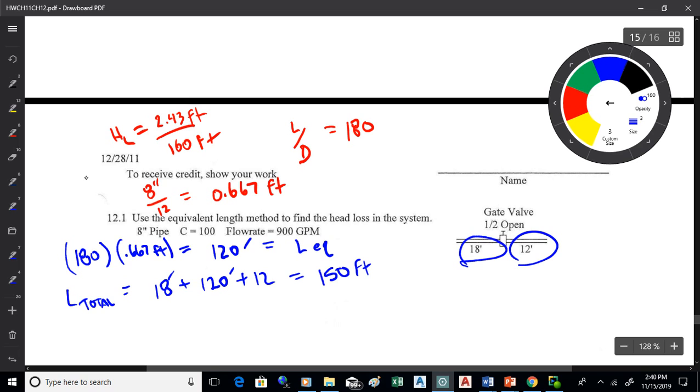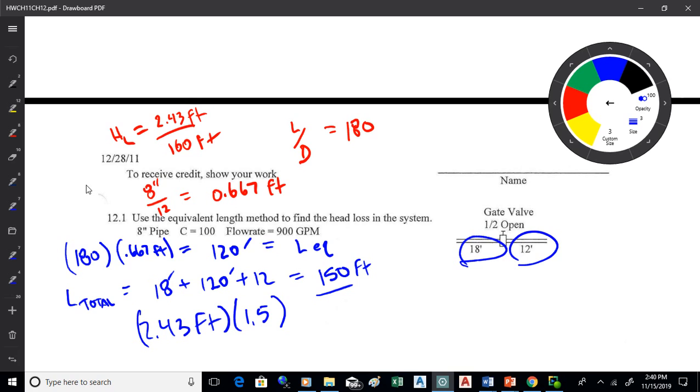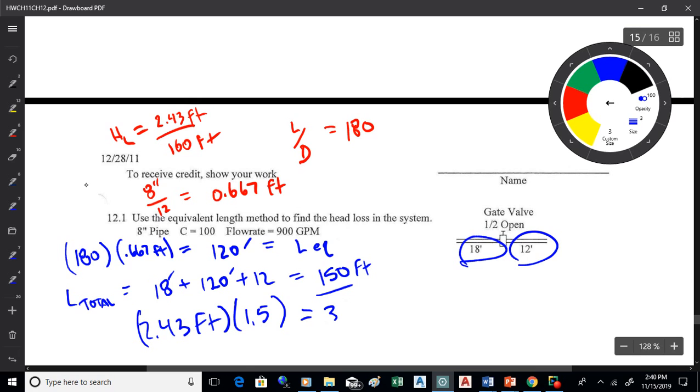So we're going to take the 2.43 feet for the head loss per 100 feet and factor that up by 1.5, because we've got 150, that's 1.5 100-foot lengths. When we do that, we get 2.43 times 1.5, and we get 3.65 feet of head loss. So that's how much head loss you would expect to have in that system.